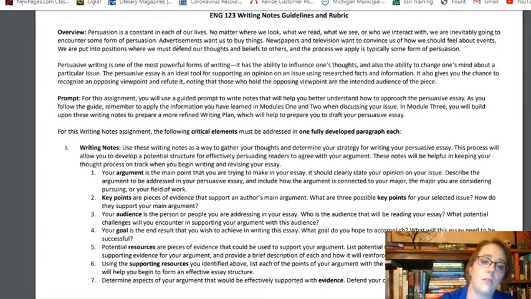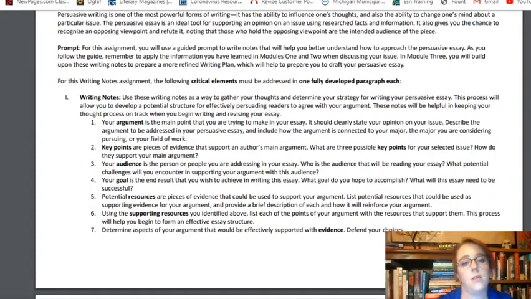So the first part of this is we want to assess our argument. What is your argument in this paper? It's the main point that you're trying to make in your essay. You should clearly state your opinion on your issue, describe the argument that's going to be addressed in your persuasive essay, and include how that argument is connected to your major.